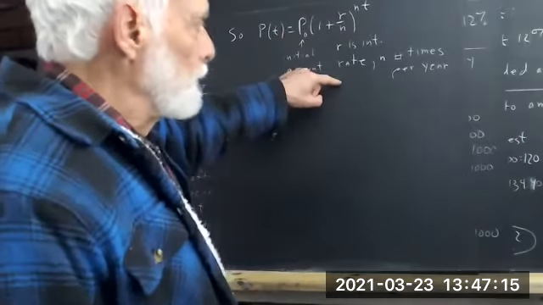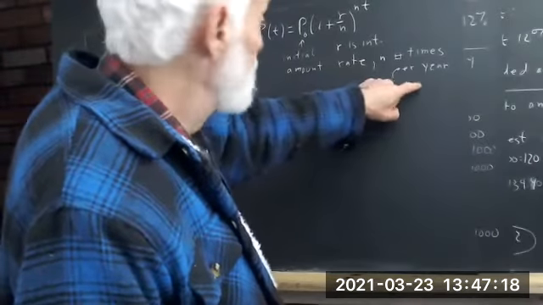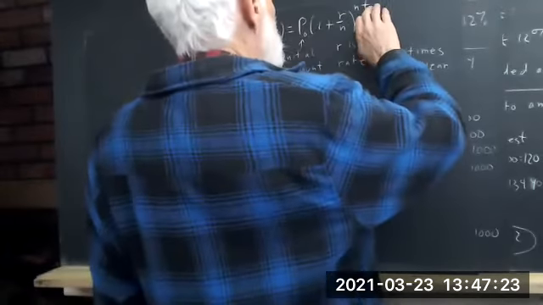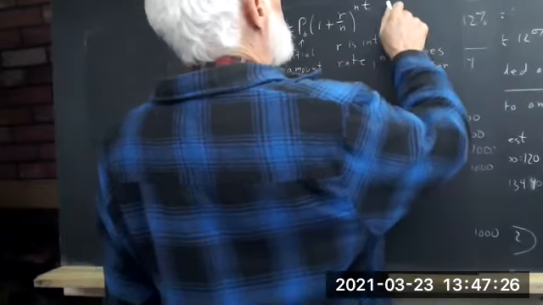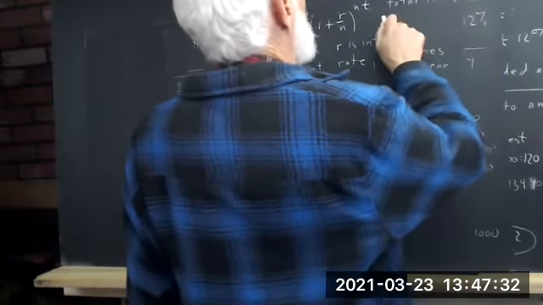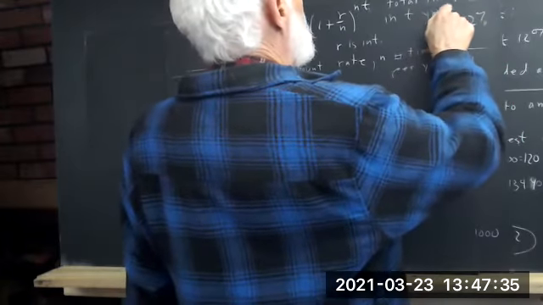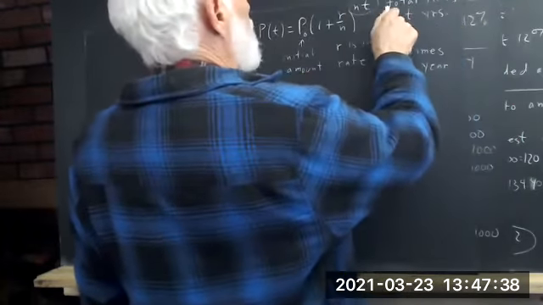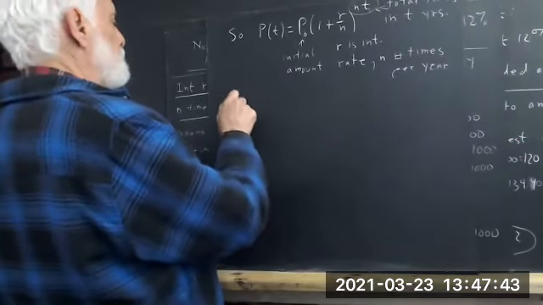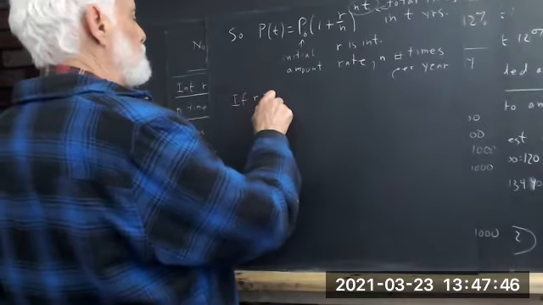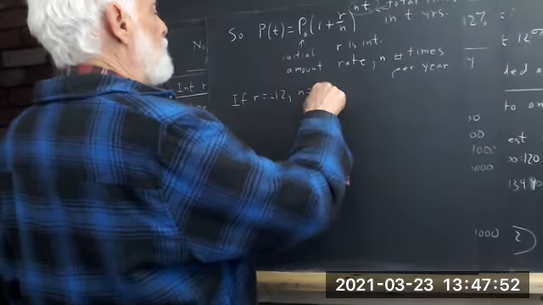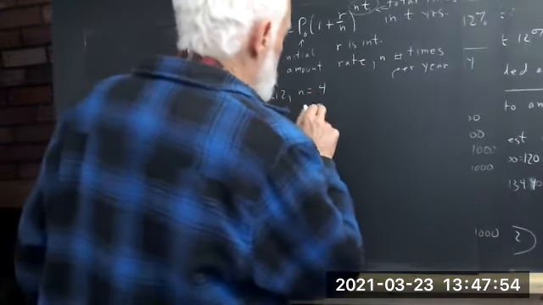So you divide whatever your interest rate is by the number of times you compound per year, and that's this. And T is the total number of times in T years. Let's say that R is 0.12 and N is 4.